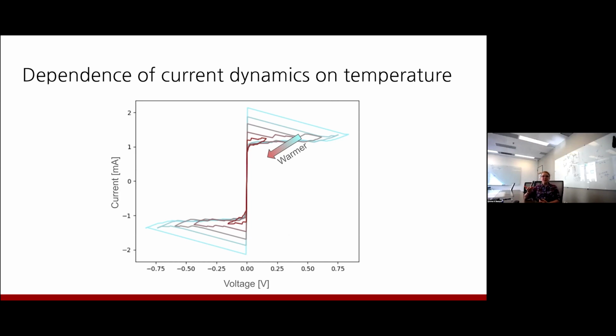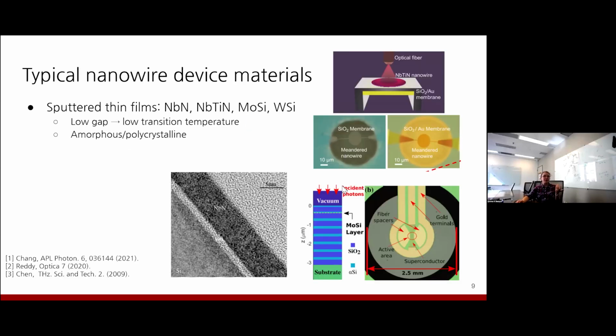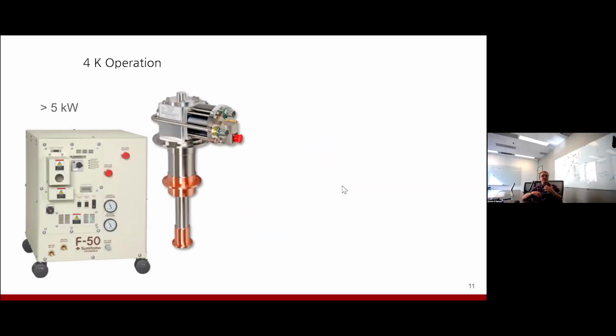So we want to be able to operate our devices pretty much as cold as possible relative to the transition temperature. A good rule of thumb is that it's pretty tough to operate these devices at, let's say, more than half of the transition temperature. And the materials that I was talking about, that tends to be 4 Kelvin operation or even less.